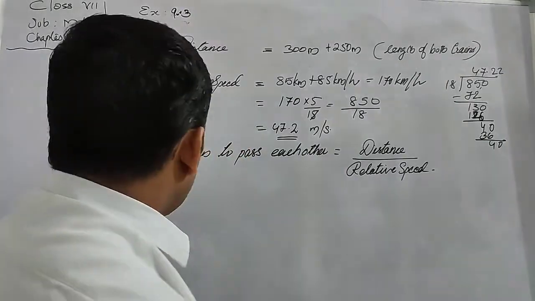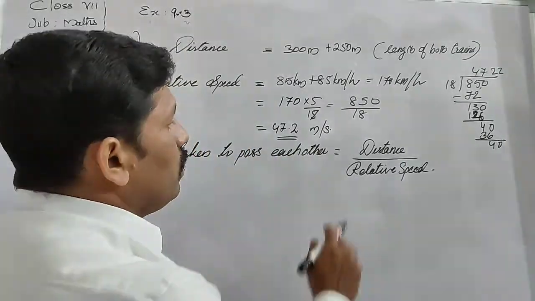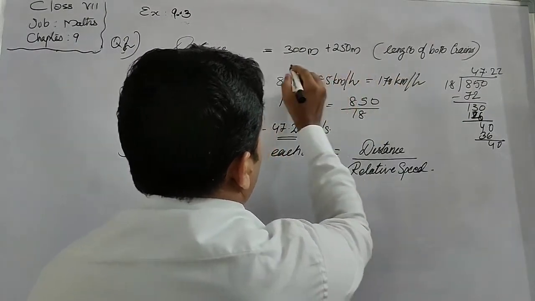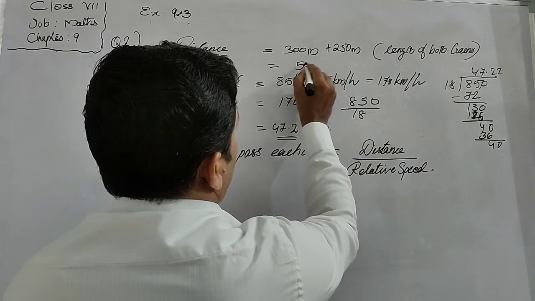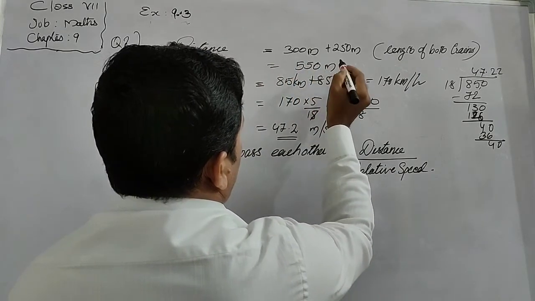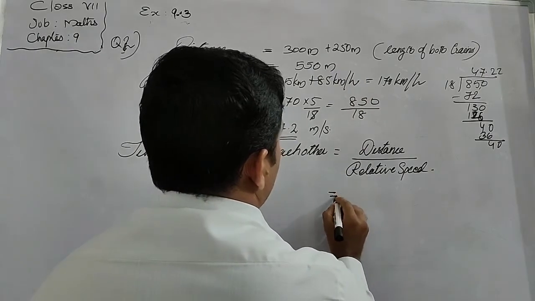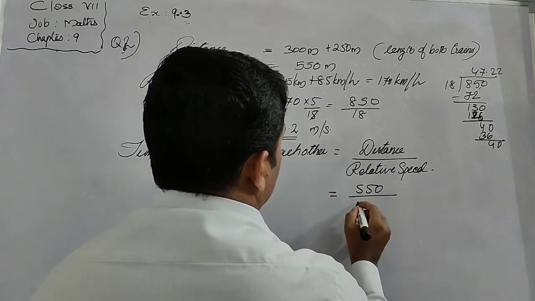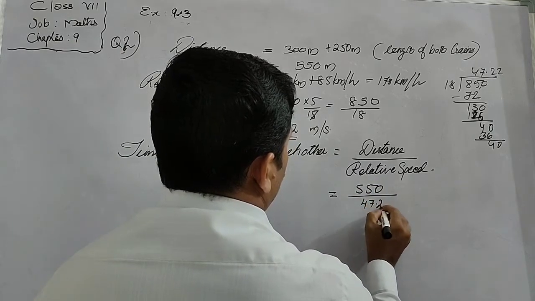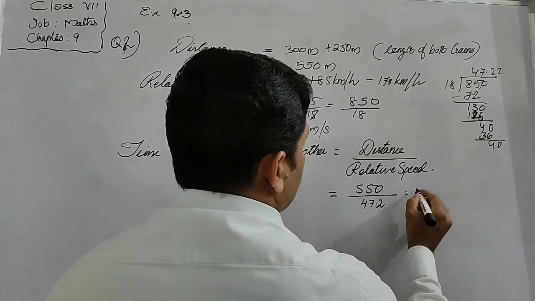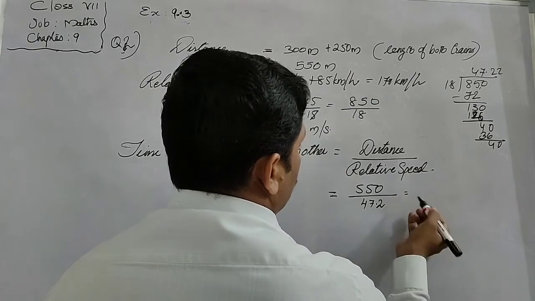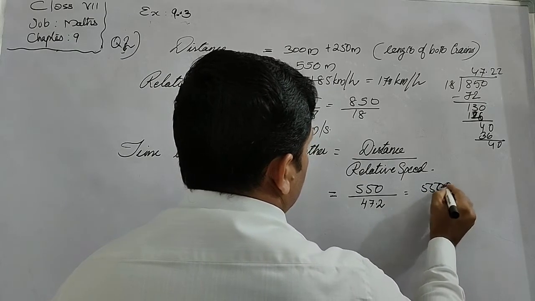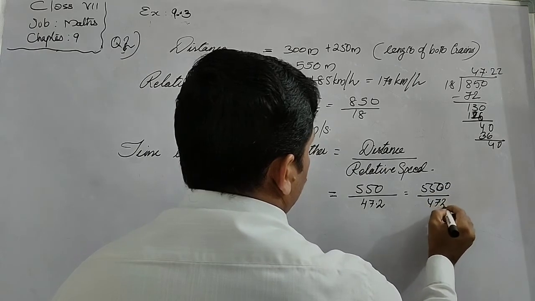47.2 meter per second. And now time taken to pass each other is equal to distance divided by relative speed. The distance, as we have calculated, is equal to 550 meter. 550 meter is the distance, and then 550 divided by the relative speed 47.2. So students, in order to divide this, we avoid this decimal point by multiplying by 10, then we get 5,500 divided by 472.